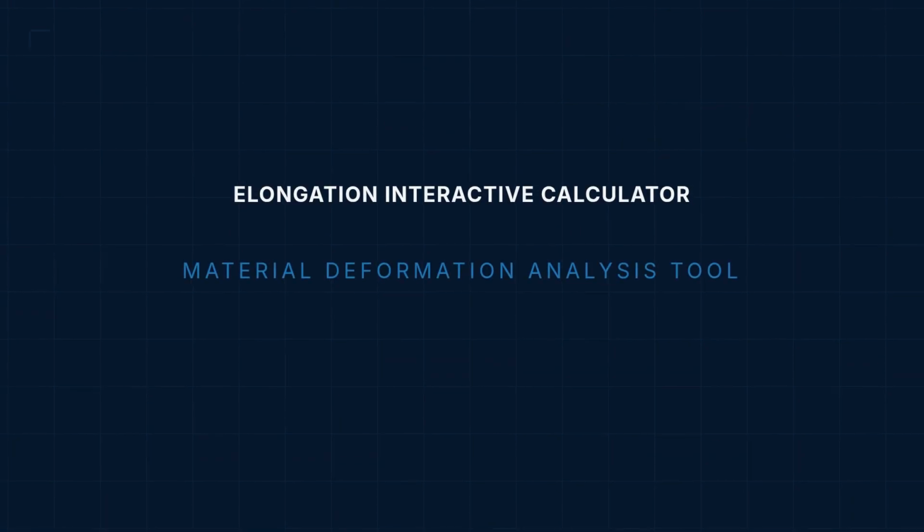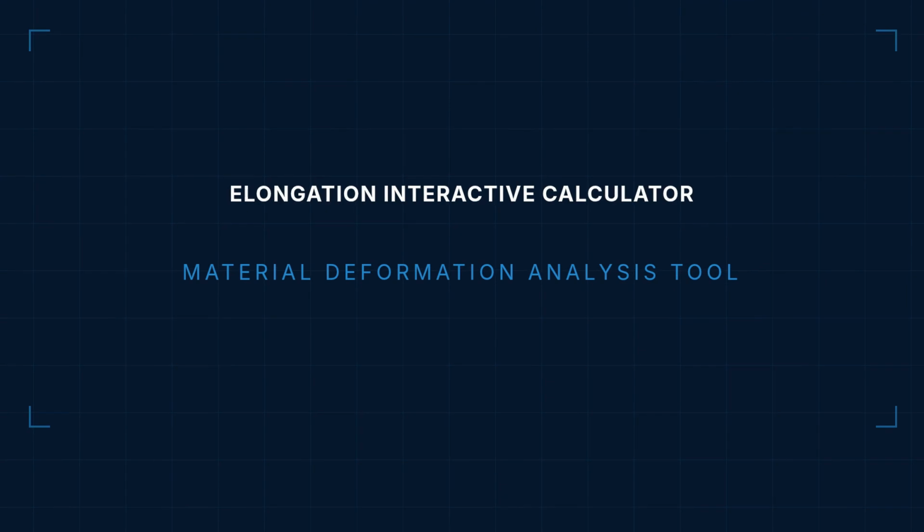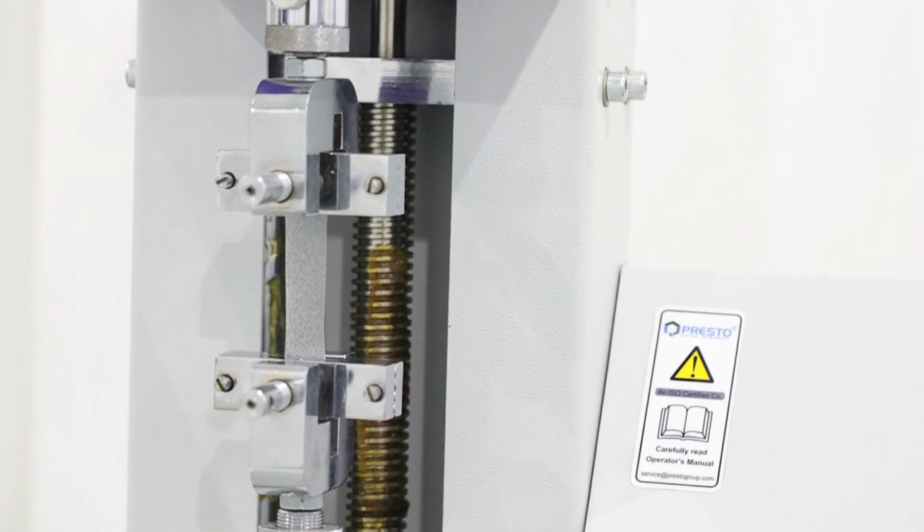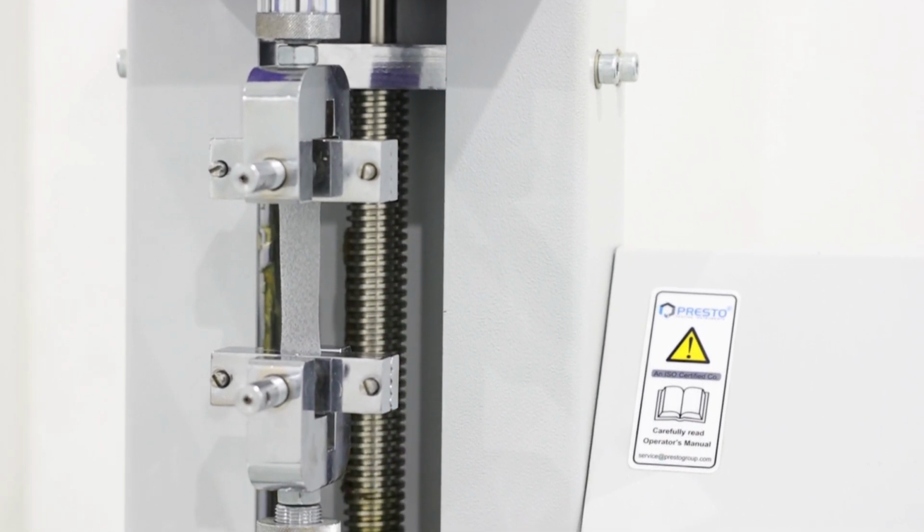Welcome, engineers! Today we're exploring the Elongation Interactive Calculator, a tool that solves critical material deformation problems. When you apply force to a material, understanding its elongation, stress, and strain is essential for safe design. This calculator handles all the complex relationships between these variables instantly.